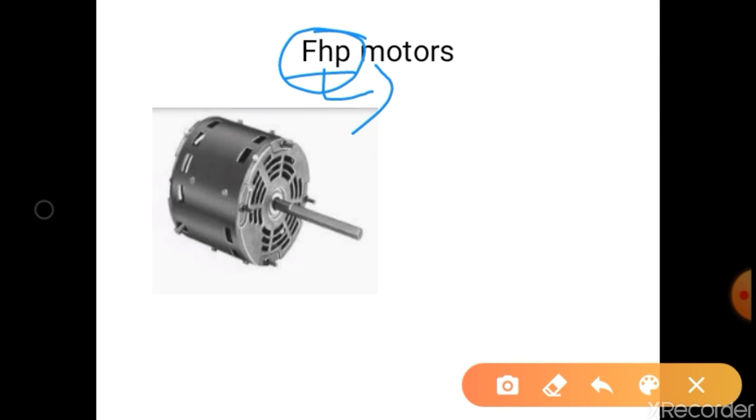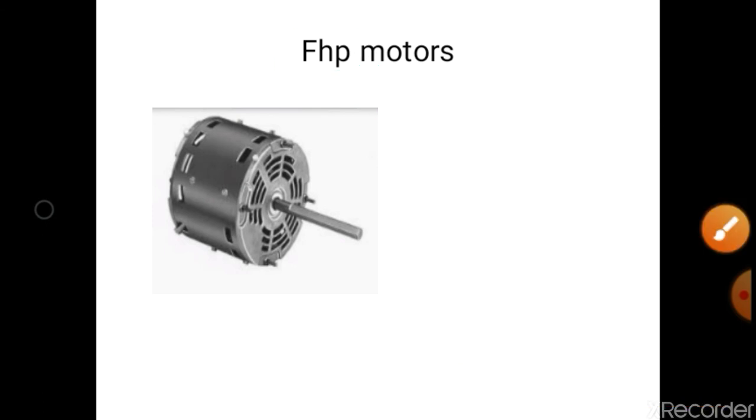These are used in coffee machines. They provide suction in vacuum cleaners, and are used in washing machines. These are also used to drive pumps and compressors in refrigerators. So these are some examples of FHP type motors. We'll move to the next concept.